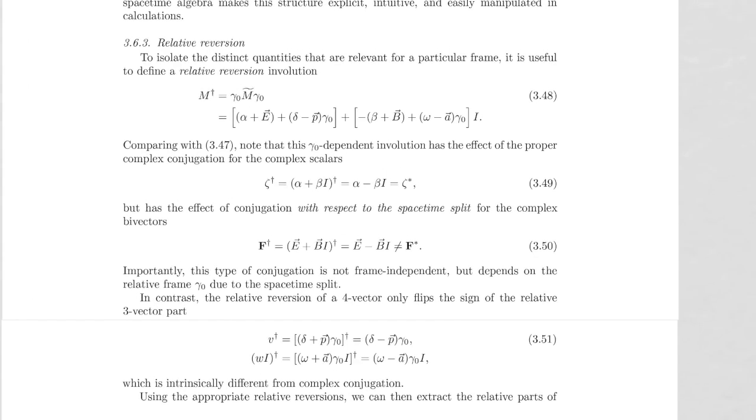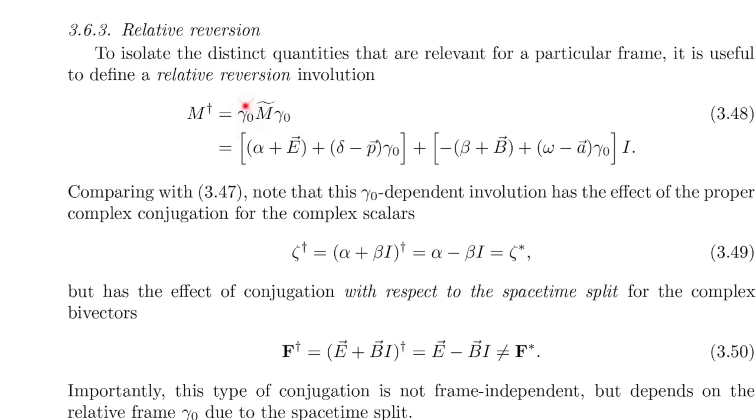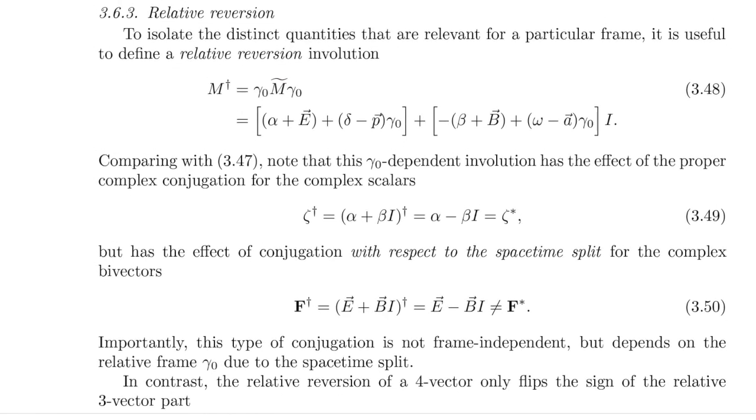So we're comparing this with 3.47. We note this gamma-dependent involution has the effect of proper complex conjugation for the complex scalars, but the effect has conjugation with respect to the space-time flip for the complex bivectors. Okay, so first of all, gamma-dependent involution. Well, clearly this is gamma-dependent, right? If you have different gammas, this process is going to change if you change reference frame.